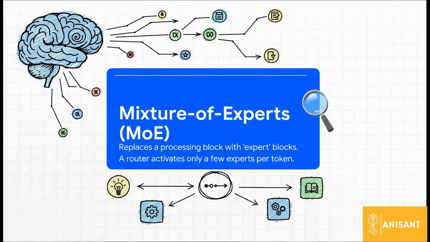And for any given question, the AI only calls on the 2 or 3 experts it actually needs. This is how a model can store a massive amount of knowledge but stay super fast and efficient. It's like having a giant library, but with the speed of a cheat sheet.